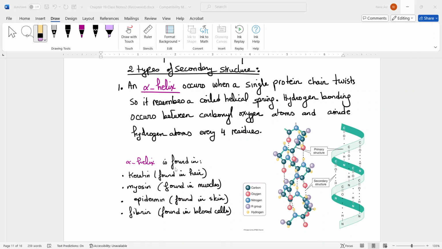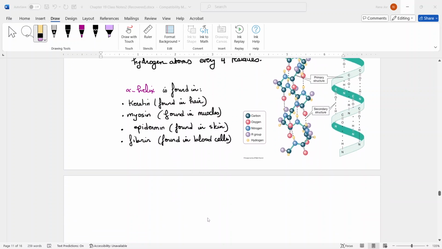The alpha helix is found in keratin. Keratin is a hair protein. It is also found in myosin, which is a muscle protein, epidermin, which is a skin protein, and fibrin, which is a blood cell protein.